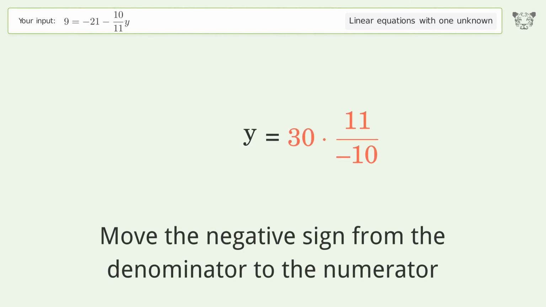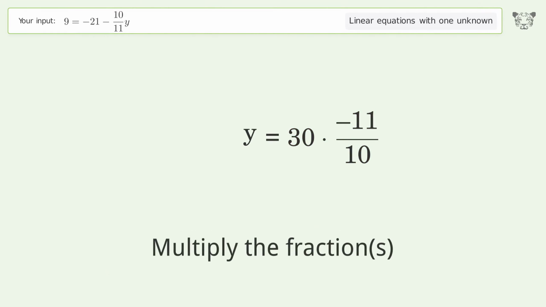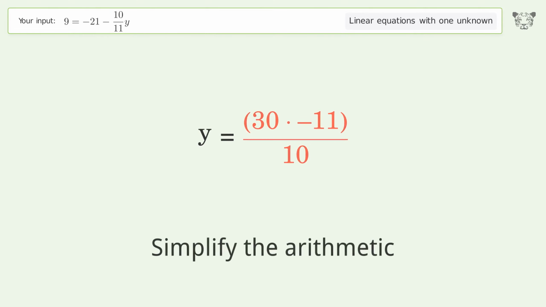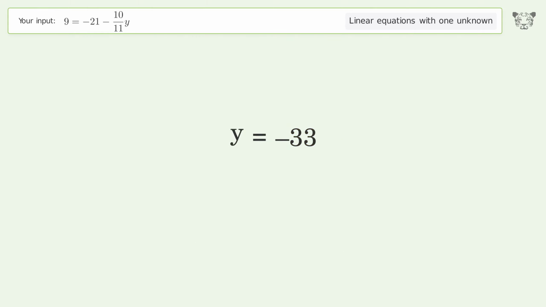Move the negative sign from the denominator to the numerator. Multiply the fractions. Simplify the arithmetic. And so the final result is y equals -33.